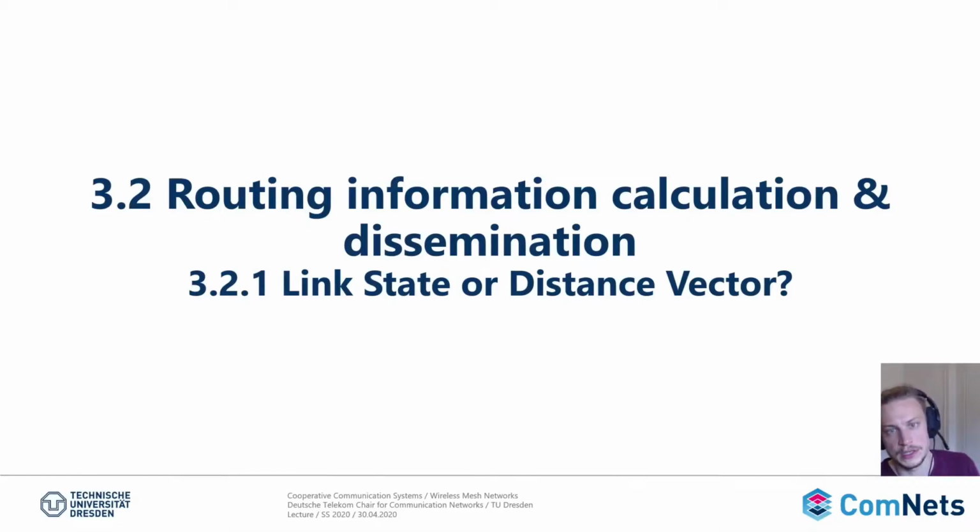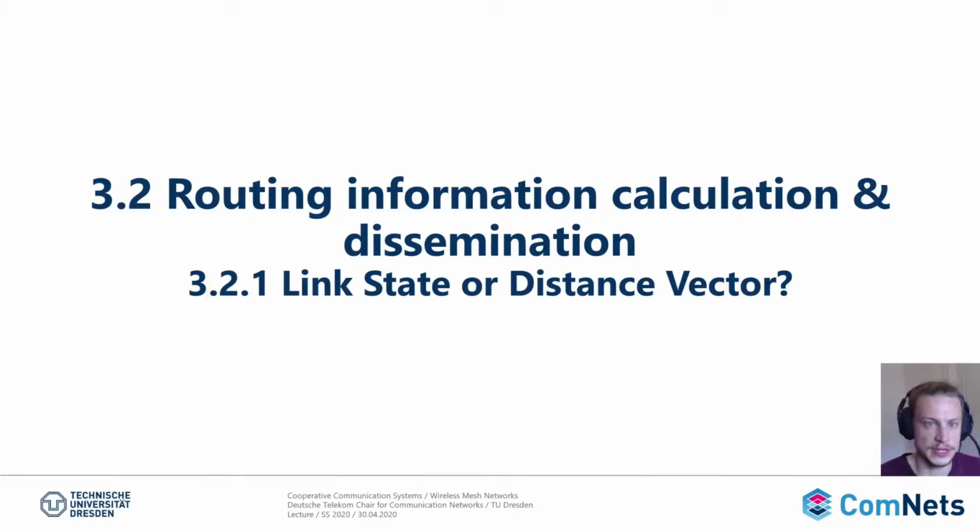So after we've seen how links get adapted in wireless mesh networks and how they are judged and how paths are judged, let's have a deeper look at how this information is actually used to decide on the actual routing, so the layer 3 part. So first of all, we have to differentiate between two basic concepts.